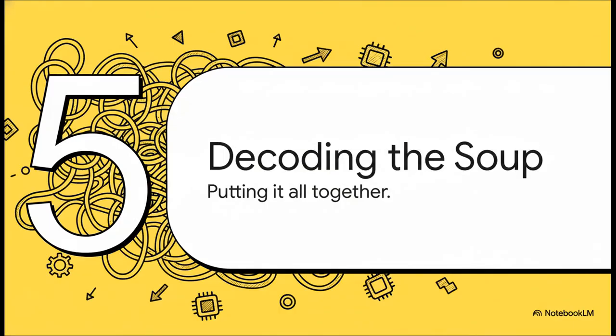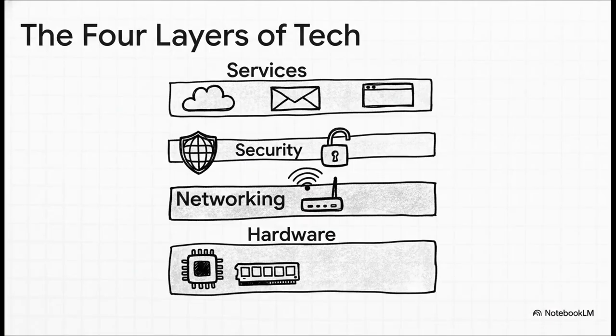Phew. Okay, after that whirlwind tour, let's just step back for a second and put all of these pieces together. Let's really decode this alphabet soup once and for all. When you look at it all, you can really think of technology in 4 distinct layers. It all starts with the physical hardware, like the CPU and the RAM. That hardware then gets connected through networking, using things like DNS. We protect our data with security measures like MFA. And then we interact with all of it through the services on top, like all those SaaS applications we use.